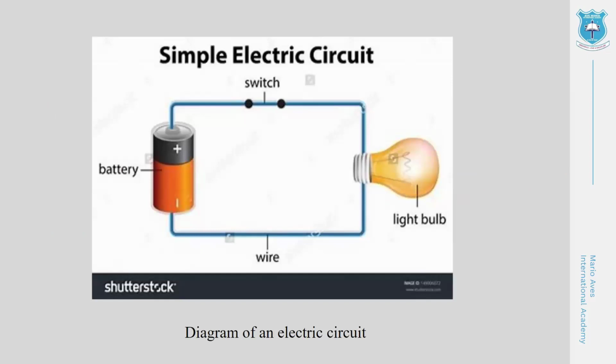And this is a diagram of an electric circuit. Now, if you look here, this is where your switch is, our battery, our wire, and our light bulb. Okay, let's move on.